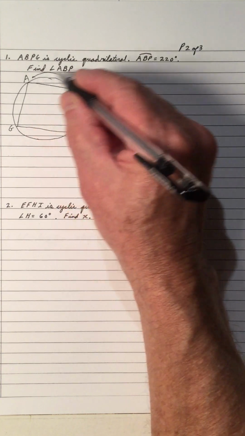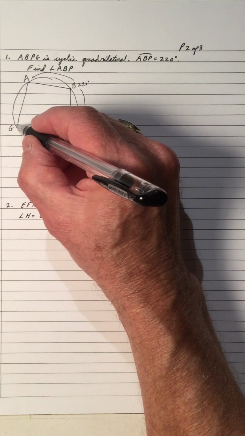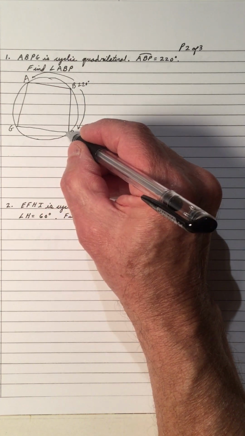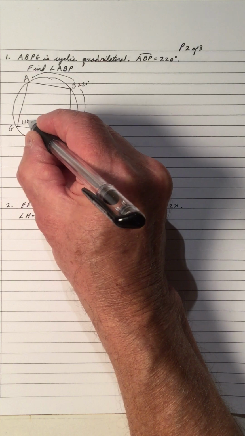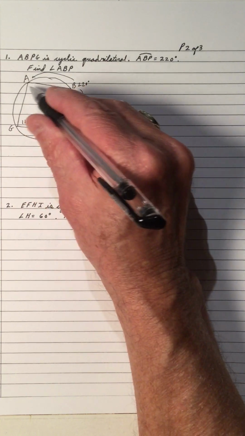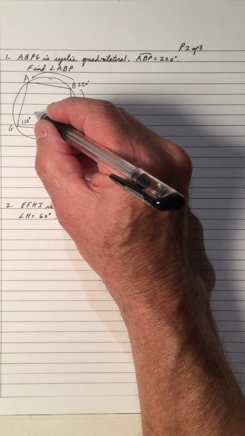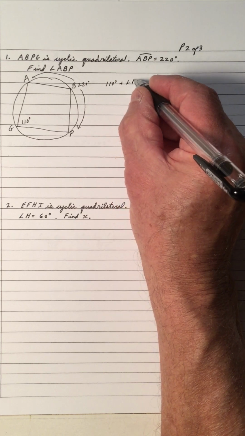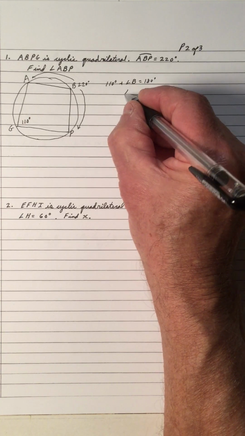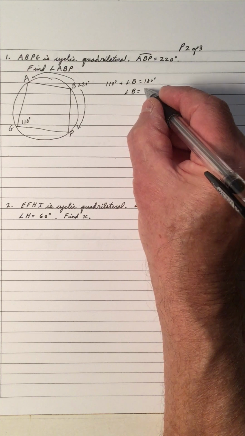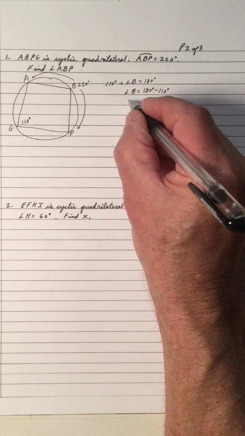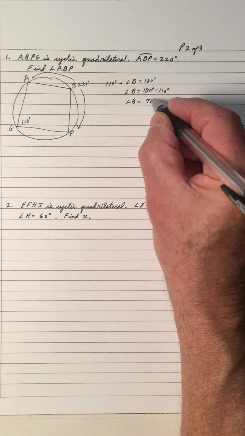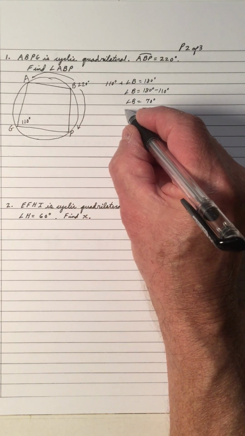And because this is the arc, the angle AGP is intercepting this arc. AGP is an inscribed angle, so it's half the arc. So this angle G is 110. And because this is a cyclic quadrilateral, the opposite angles are supplementary. So that means 110 plus angle B is equal to 180. So angle B is equal to 180 minus 110, which is 70 degrees.